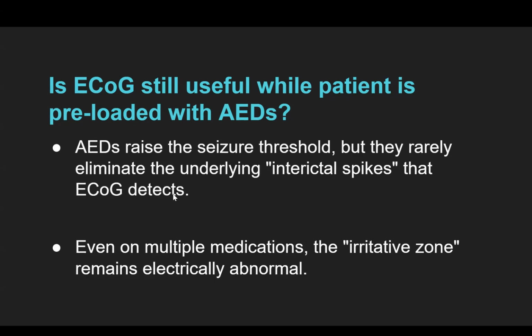So what happens is there is one seizure and there is another seizure, and in between them, there are abnormal electric discharges, which are called interictal spikes. This is what the ECoG originally detects. Even if the patient is on multiple medications, the irritative zone is not going anywhere. It is going to remain electrically abnormal. And that is what the ECoG is going to pick up during surgery.